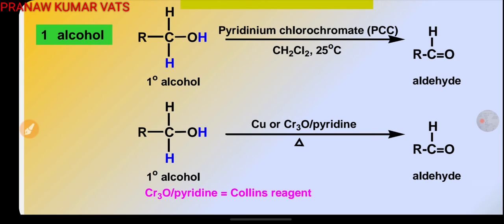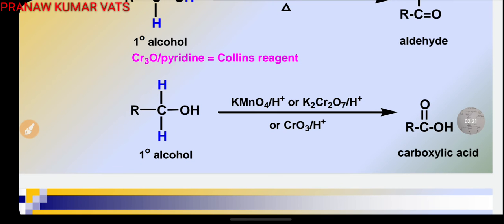If the same alcohol is treated with copper at 573 Kelvin temperature or with CrO3 pyridine, then it results in formation of aldehyde. The reagent is CrO3 pyridine. Here a misprint is there, so note this down. CrO3 pyridine, when dissolved in methylene chloride, is called Collins reagent. So we can oxidize 1 degree alcohol to aldehyde with both PCC as well as with the help of Collins reagent.